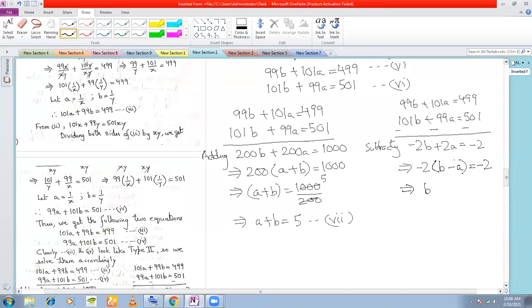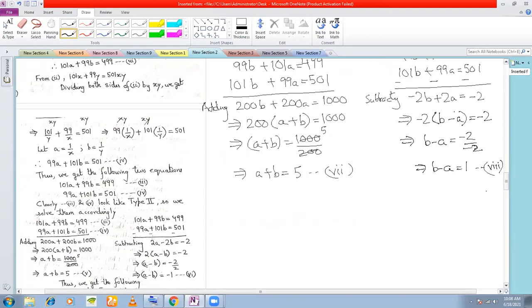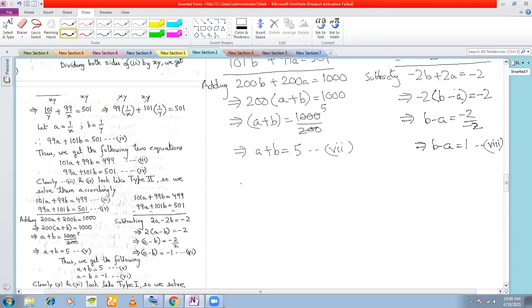That means you get b minus a is equal to minus 2 by minus 2. That means b minus a you are getting as 1. Let's call this 8. Now we've got two equations. This is again type 1. So now we again add and subtract.